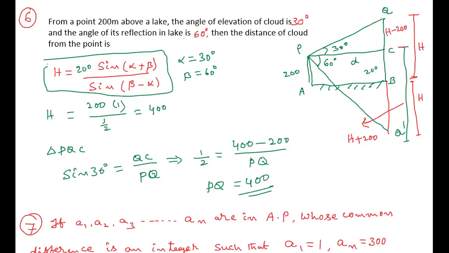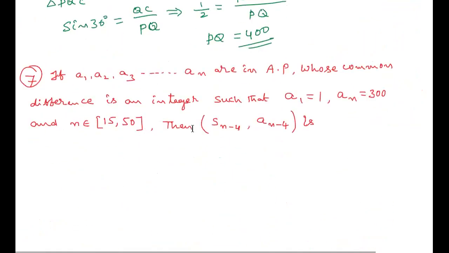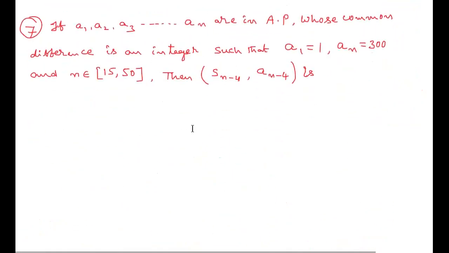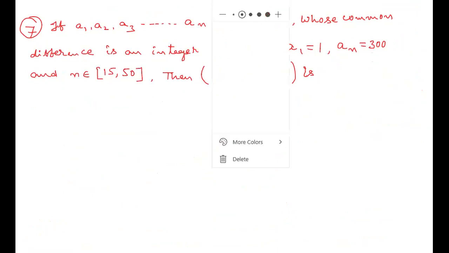Right. Now I am going to the next question. See here, this is a sequences and series related problem. I think so many conditions are there. A1, A2, A3 and so on, AN are in arithmetic progression, whose common difference is an integer such that A1 is equal to 1 and AN is equal to 300, given.